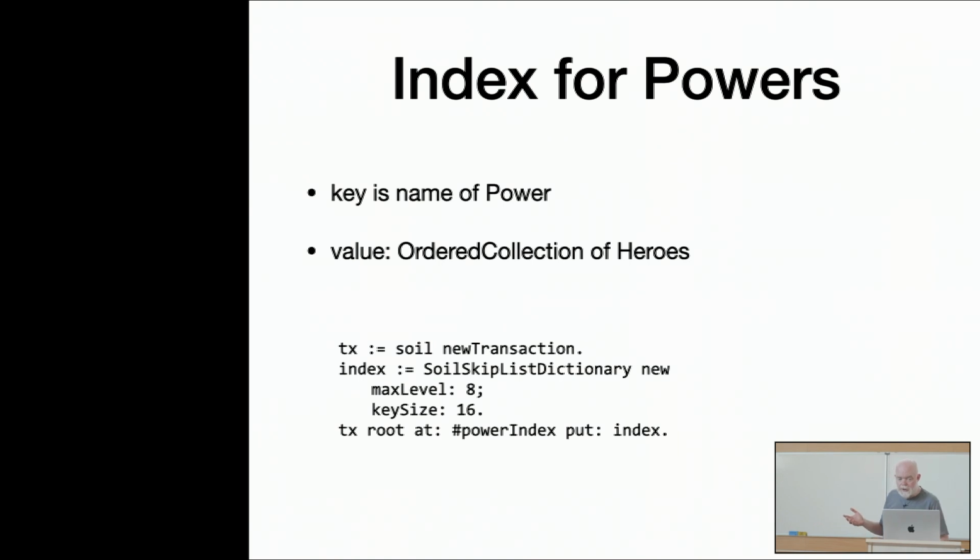What we do here now is that we want to have an index from the name of the power to the hero that has this power. And for doing that, we need to first create a transaction, like always. Then we need to create our index dictionary. So we use a skip list dictionary for that in the example.